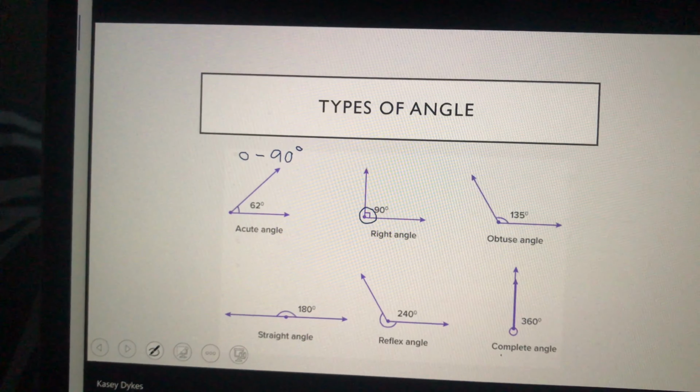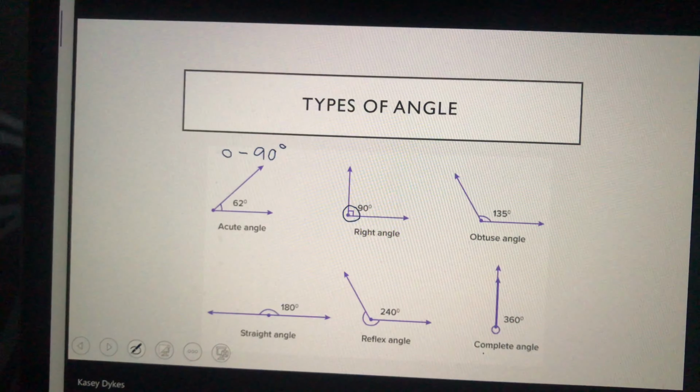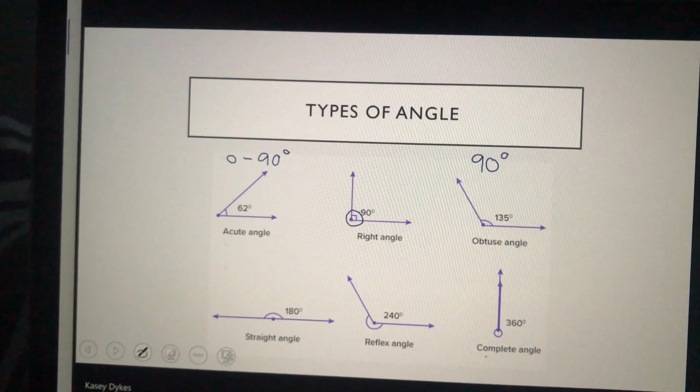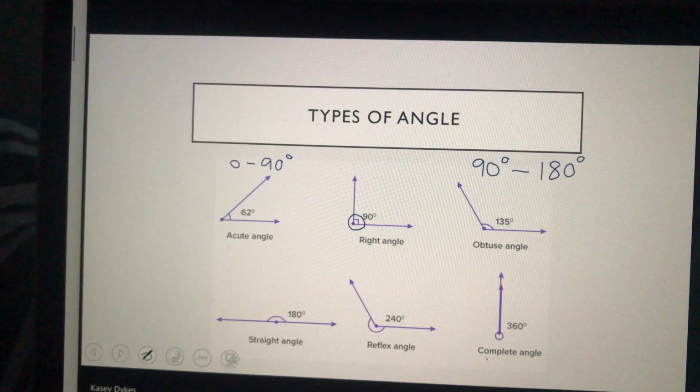We then have our obtuse angles. So an obtuse angle is any angle that is larger than 90 degrees, so bigger than a right angle, but less than 180. So in that range there.